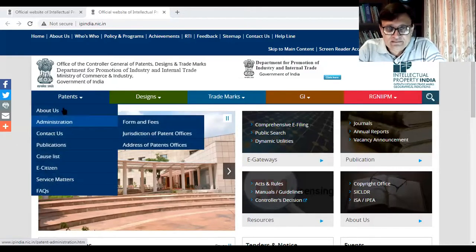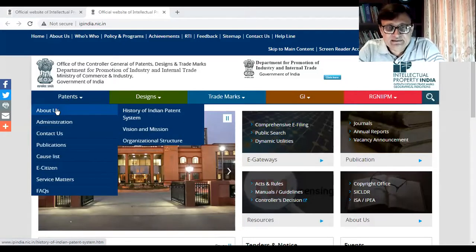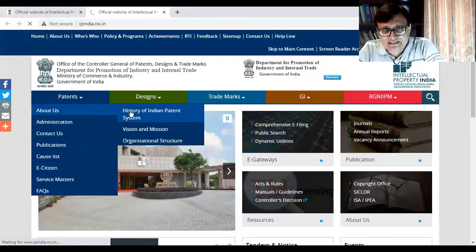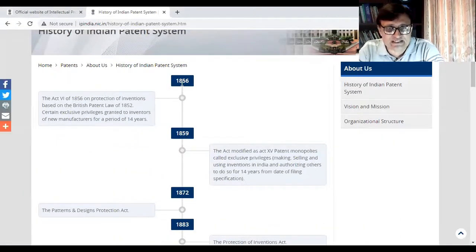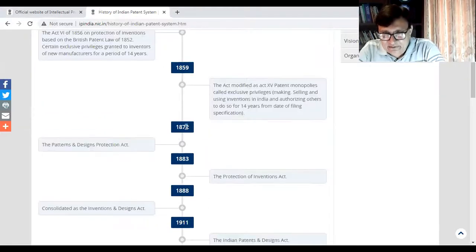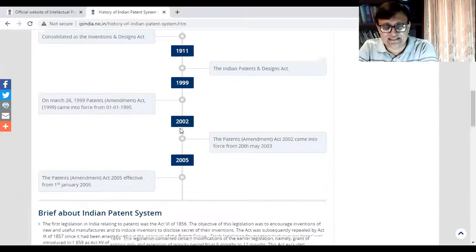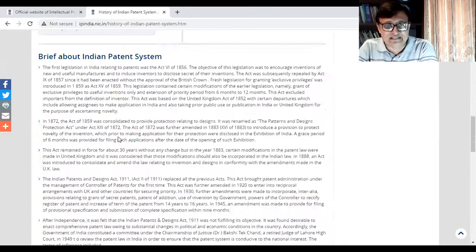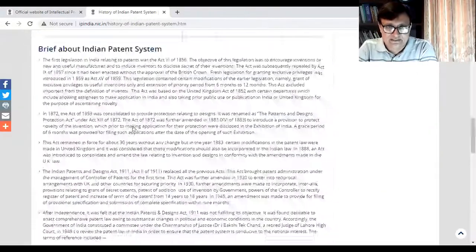So this is the website of IPA, in which there is one section about the patents. If you click it, it will tell you about us, the history of the Indian patent system. Whatever I have spoken to you regarding the history of the Indian system, for example, we started from 1856, then the journey to 1859, then 1872. It is a detailed history till 2005, in which the latest amendment was made. So brief information about the Indian patent system is also given there.